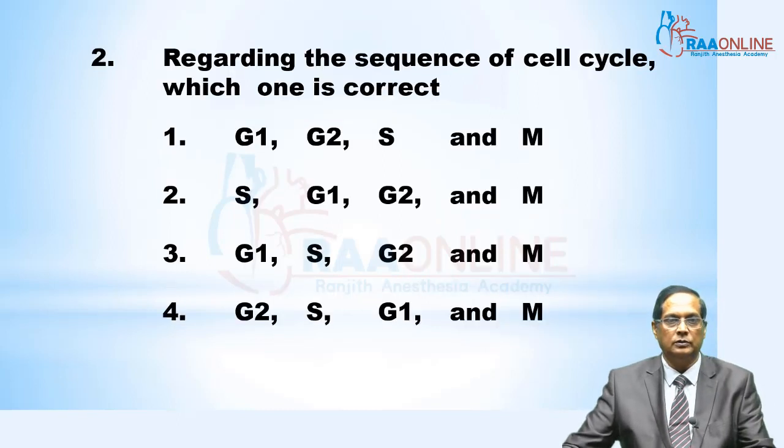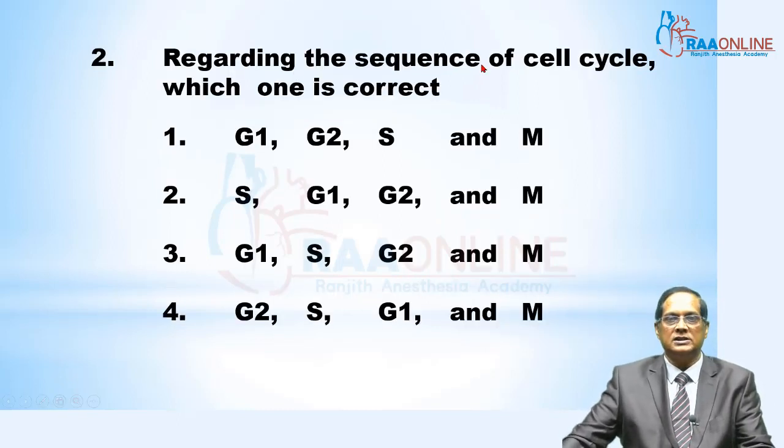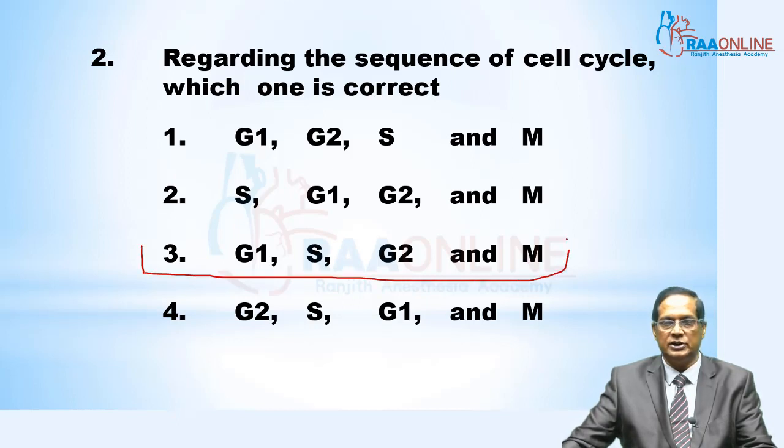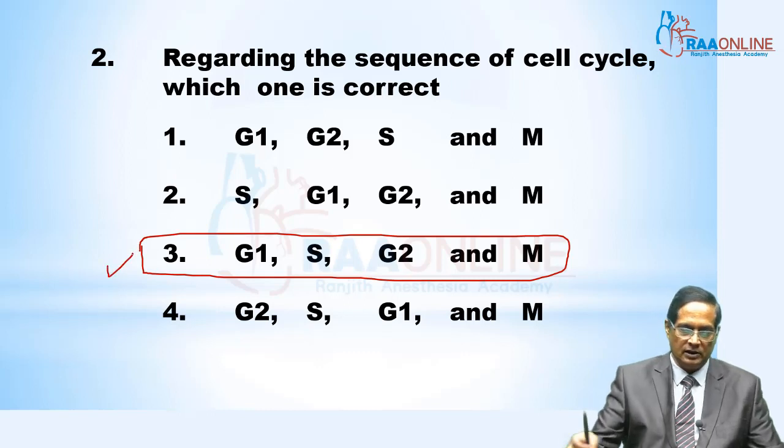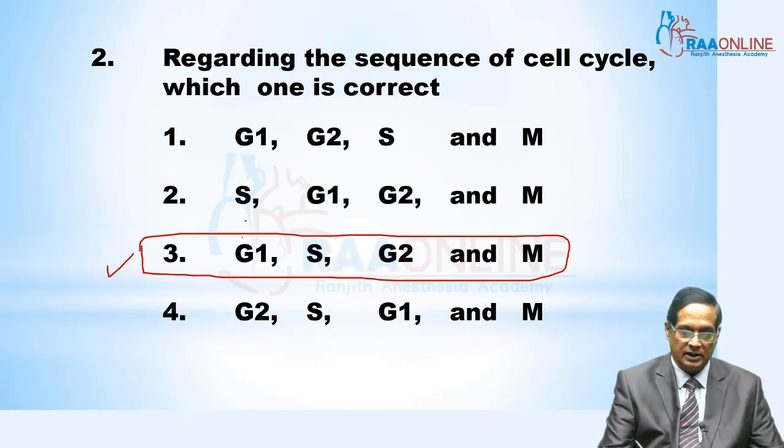Question number 2. Regarding the sequence of cycle, which one is correct? I have already mentioned in the previous question. The order is G1, S, G2, M.